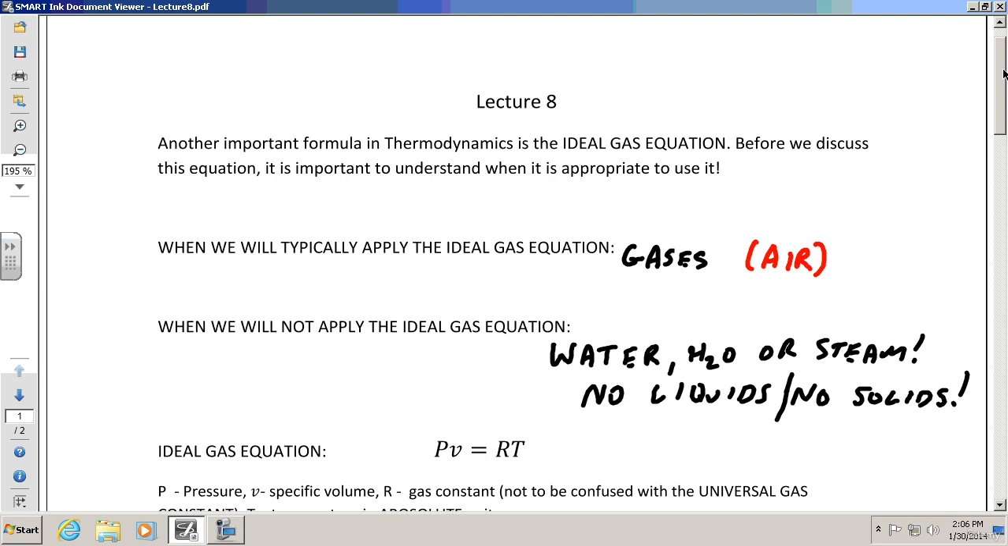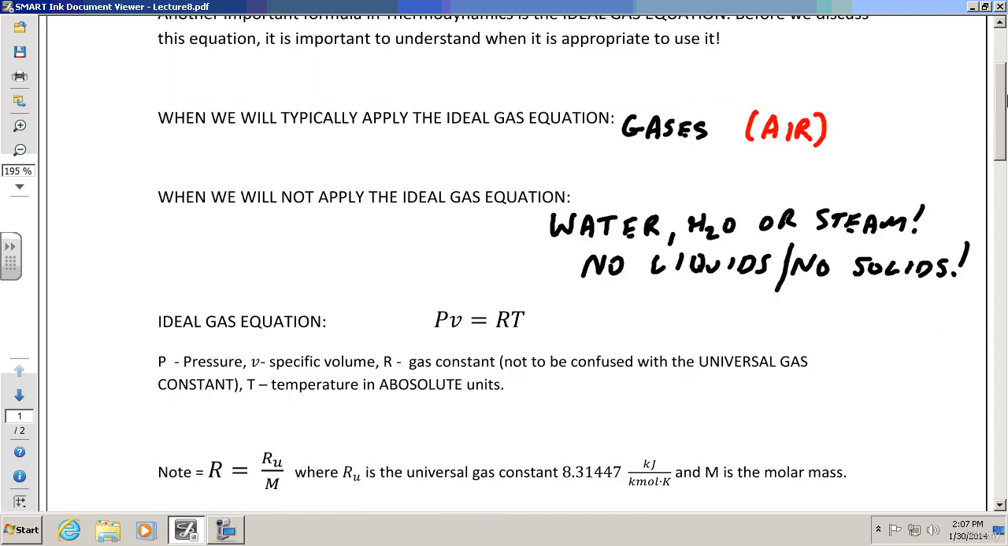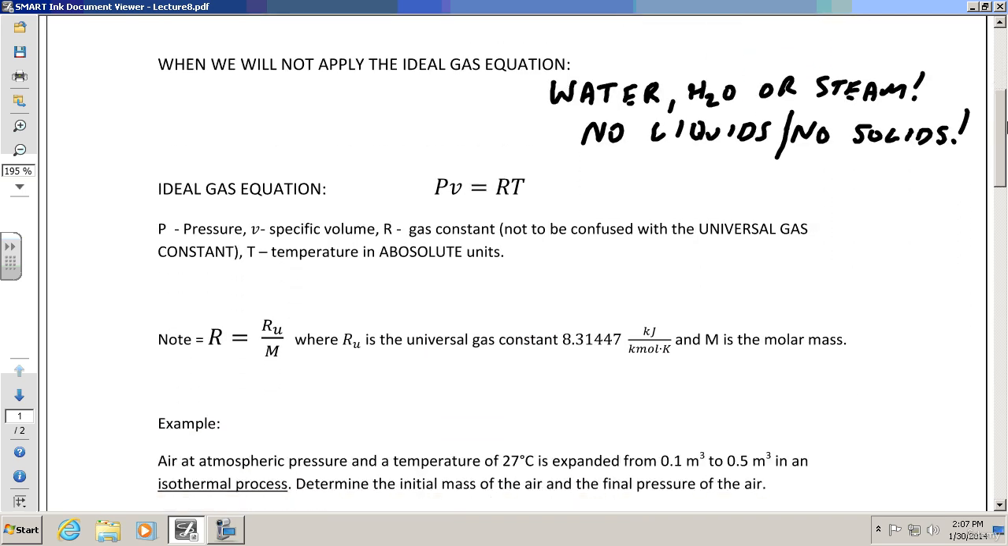Now, if you read your book carefully, it will tell you that when steam is superheated, if it's really, really hot, there's times in which you can kind of get away with applying the ideal gas to steam. Sure, but let's not do it. Let's just say no. No ideal gas with water. Okay? All right? We got tables for that. We don't need to do it. The most likely thing you're going to do is when we apply it to air.